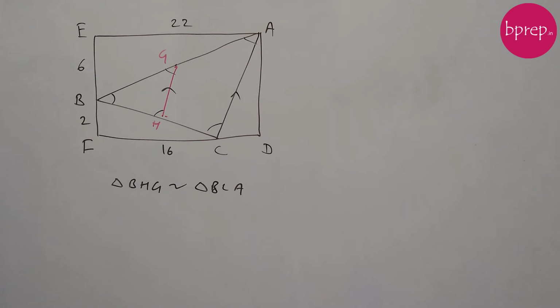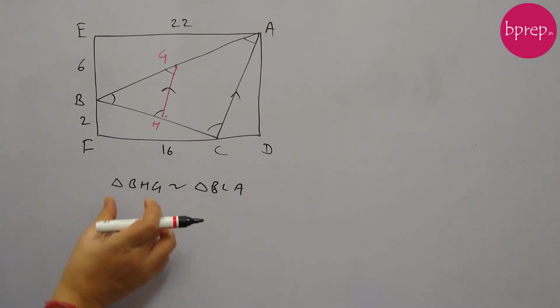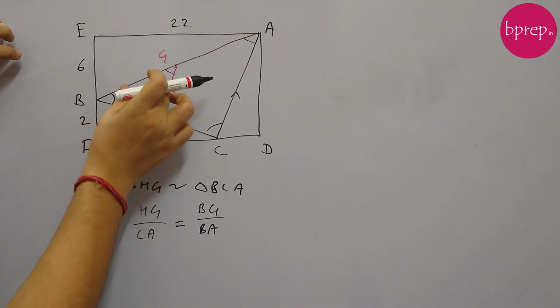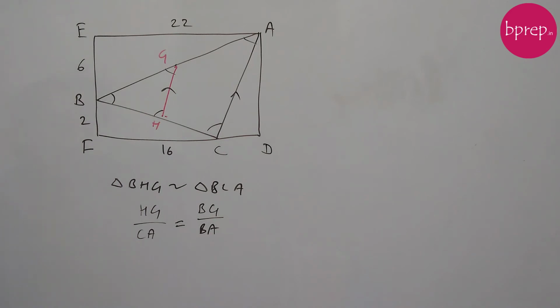So now we know for similar triangles, because BHG and BCA are similar, we can write HG by CA will be equal to BG by BA. Because these two triangles are similar, the ratio of their sides will also be the same. Now we know BG is exactly half of BA, right? This is given in the question. So BG by BA is half.